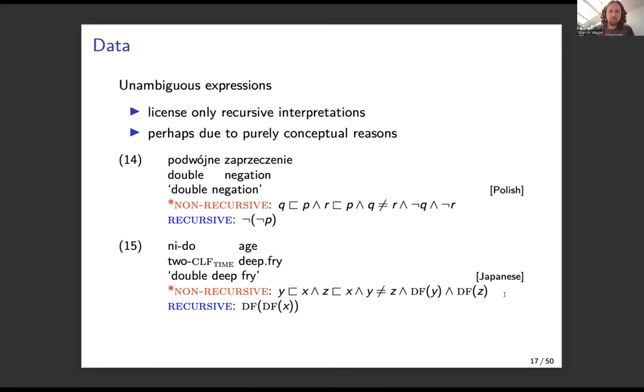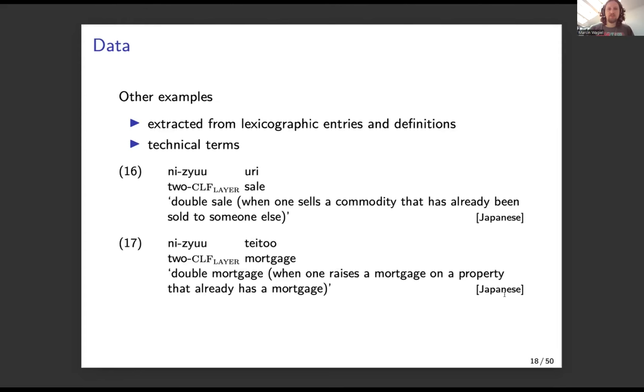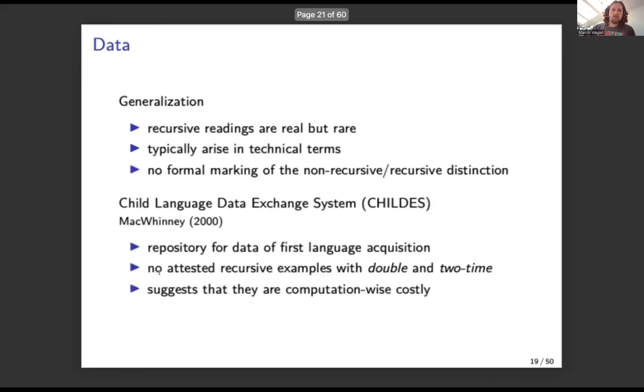So some other examples like that extracted from the Japanese dictionary. Niju uri, so double sale. This is a situation when one sells a commodity that has already been sold to someone else. And niju teito, so a double mortgage, when one raises a mortgage on a property that already has a mortgage on it. So to generalize, we hope we convinced you that recursive readings are real.